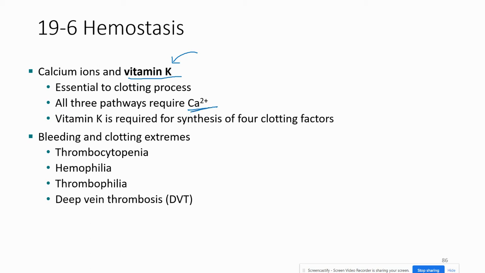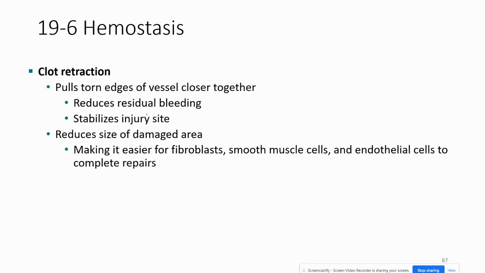You'll notice all three, whether it's intrinsic, extrinsic, or common, require calcium. So when people say take your vitamins, they mean take your vitamins. Again, vitamin K is required for all four of your clotting factors. There are a couple of bleeding and clotting extremes. Thrombocytopenia and hemophilia are your bleeding extremes, and thrombophilia and deep vein thrombosis are your clotting extremes. Those are typically genetically inherited.